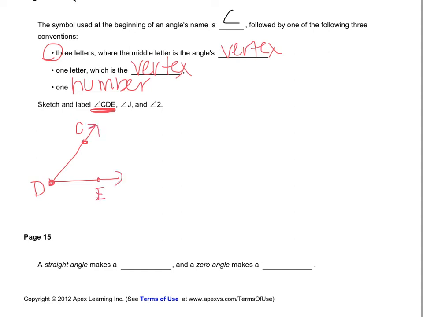I'm going to draw the second one, angle J, in blue. And the only point that's labeled this time is the vertex. And the last one I'm going to draw in black, angle 2. And this would be 2 in the middle there.